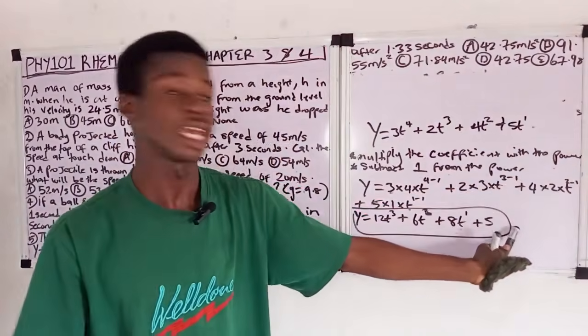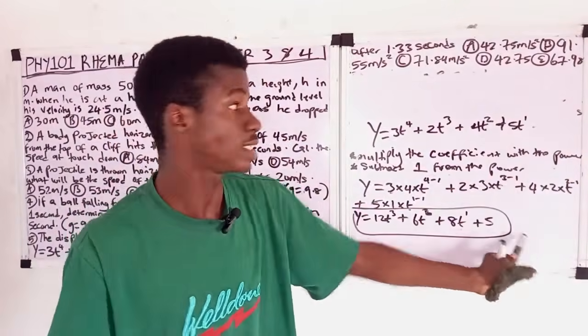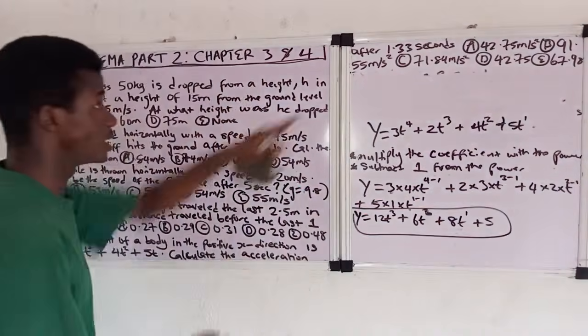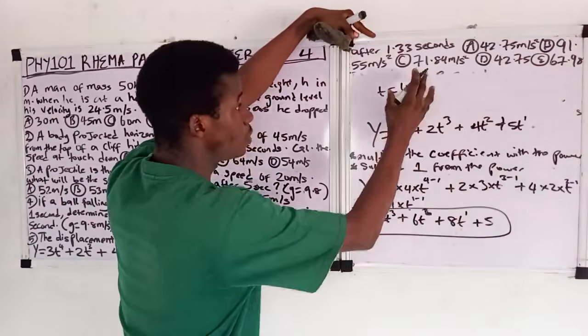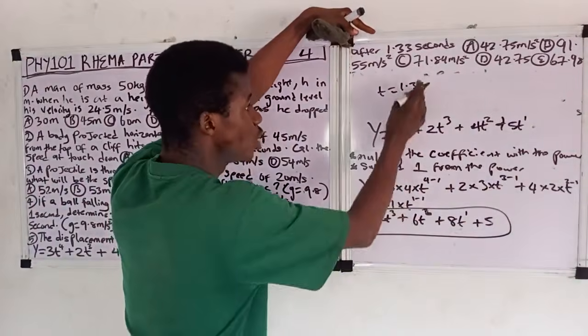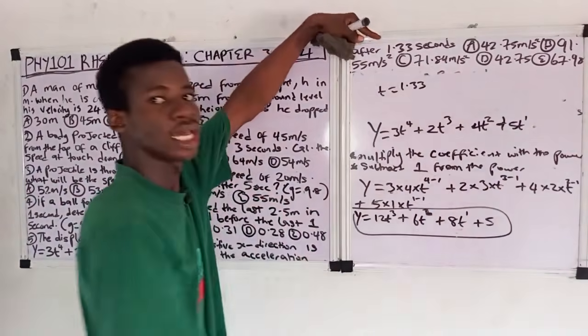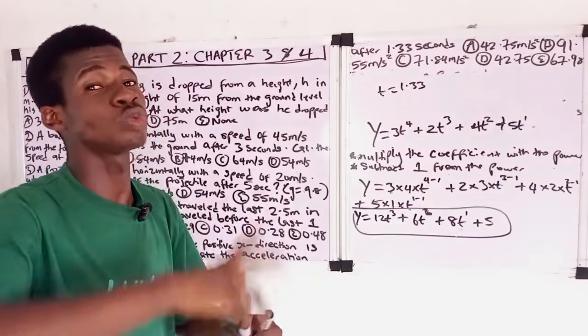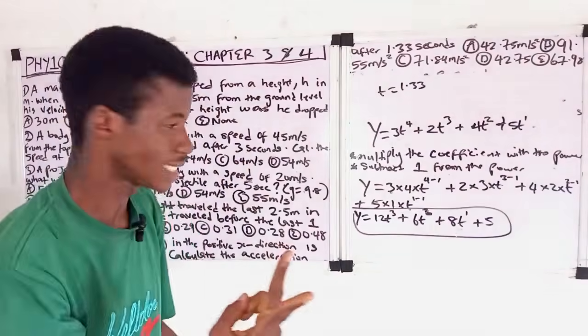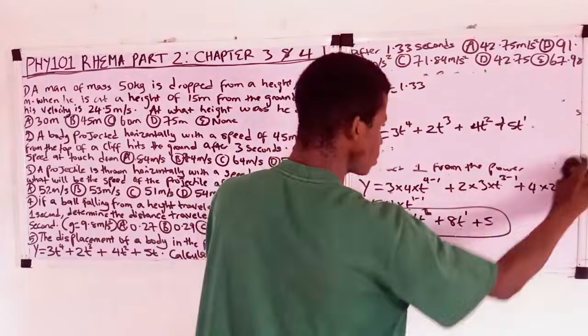So we have differentiated. Then for example they say calculate velocity, and the time is 1.33, right? So we differentiate once, then we put t. Wherever we see t, we put the values. But this one is acceleration. So what are we going to do? We differentiate twice, right?